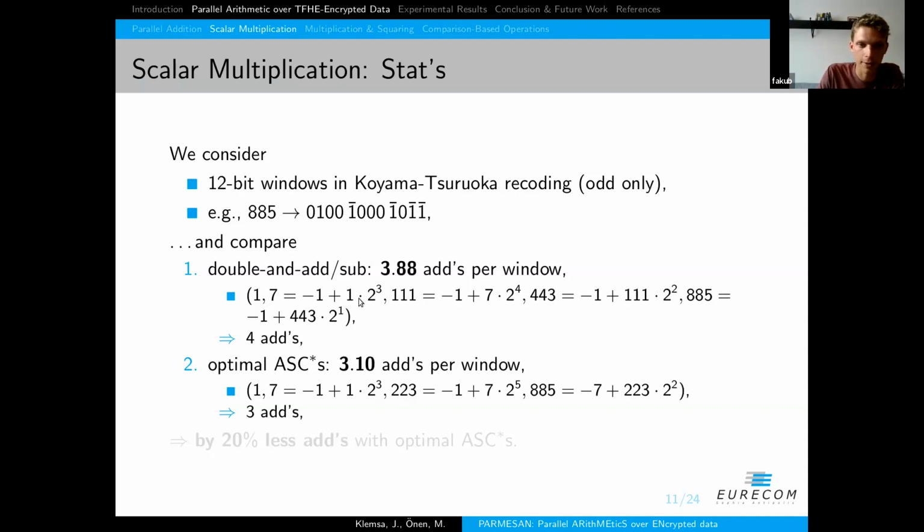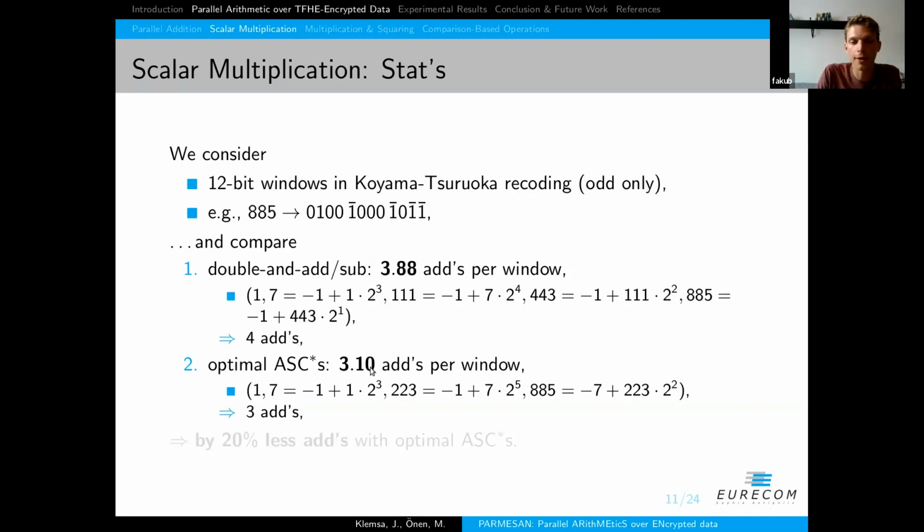We can see it here. This is also an addition-subtraction chain, not the optimal one, with free doubling. And we can see that this happens here: first step, second step, third, and fourth. So in 4 operations, we have the result.